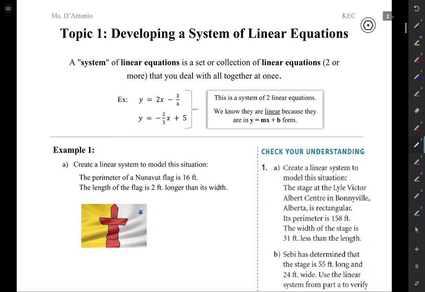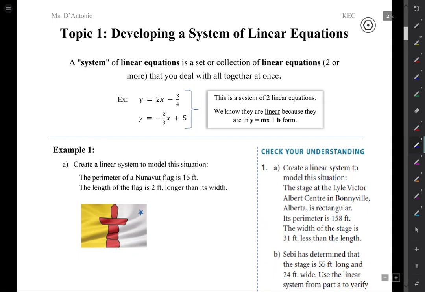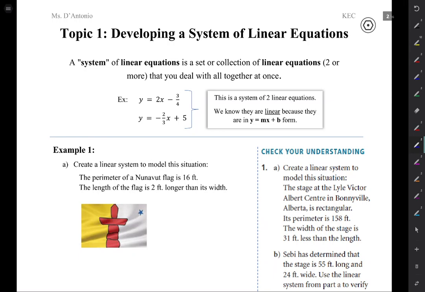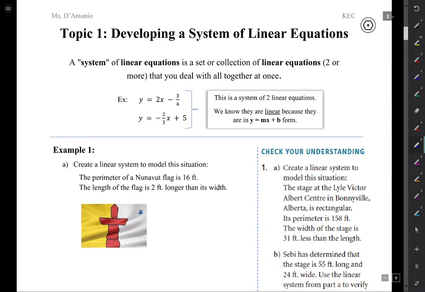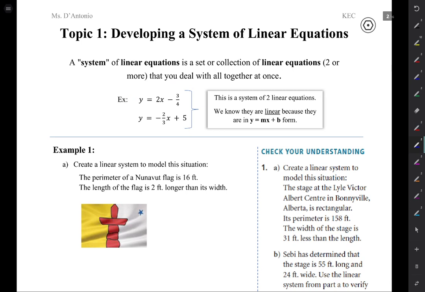In topic 1, we're going to be looking at developing a system of linear equations. So a system of linear equations is a set or collection of linear equations, aka two or more equations that you deal with all together at once. So for instance, here are two linear equations. You can see they are written in slope-intercept form, and since there are two of them, they're going to be working together in a system.